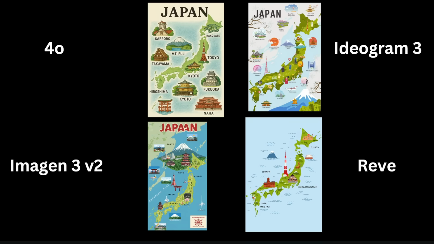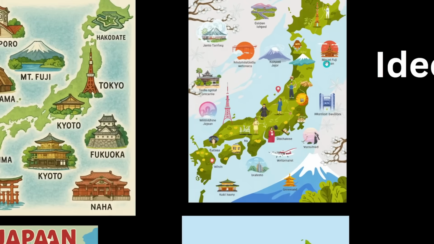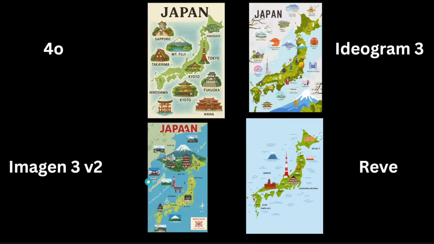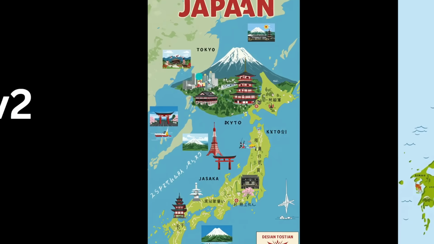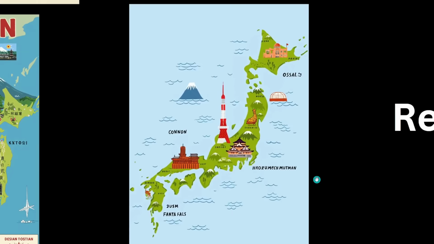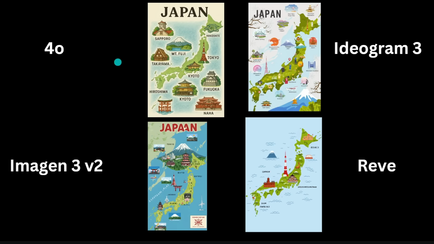I did specify an illustrated map, and 4.0's generation looks a lot more illustrated. And if you look at Ideogram, a lot of the text is just gibberish. And if you look at Imagen version 3, also a lot of the text is gibberish. And for Reve, again, it's just not great at generating maps. So even though 4.0's generation is not perfect, it's still by far the best one here.